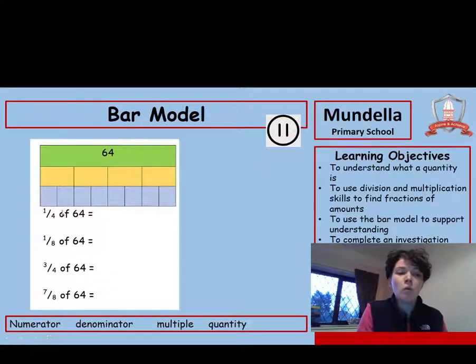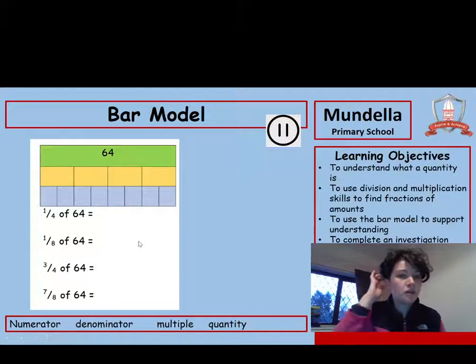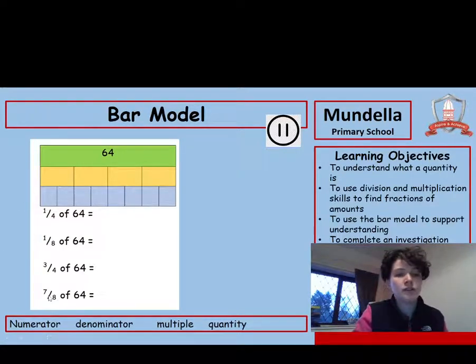Once you've found out what 1/4 is, you can use that information to find 3/4. So it would be 3 out of those bars that you need to work out together what they are worth. And same for 7/8. Once you know what 1/8 is worth, you can then work out what 7/8 are worth. Pause the video now to have a go.